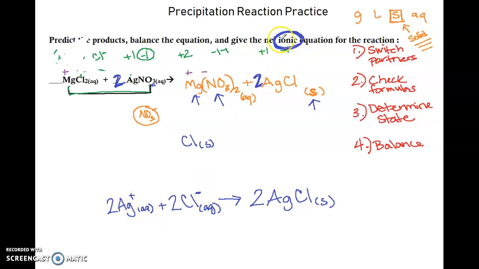So you'll notice the net ionic equation should show your dissociated elements as ions with their charge. And then we have dissolved in water, and solid. Practice makes permanent. Do as many precipitation practice problems as you can.